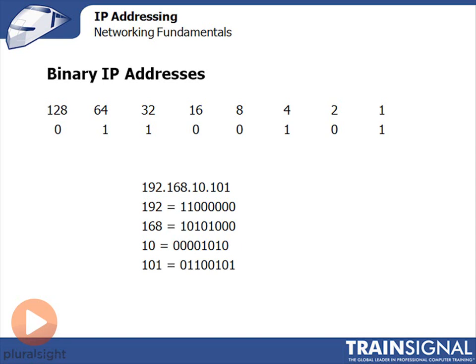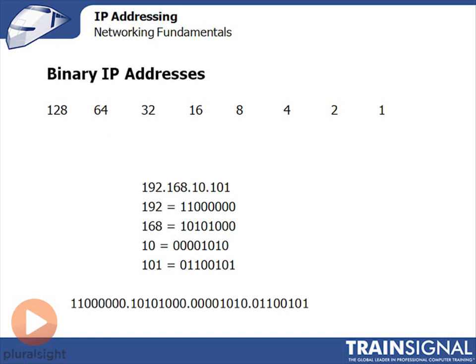And then the last number we have is 101. And if we do the math, we know that 64 goes into it. Subtract that away, and we're left with 37. 32 goes into 37. Put a 1 there, subtract 32, we're left with 5. 4 goes into 5. Subtract that, left with 1. 1 goes into 1. Subtract it, you get 0. Plug in the missing zeros, and you get 01100101. So what that means is the IP address 192.168.10.101 is actually 11000000.10101000.00001010.01100101.